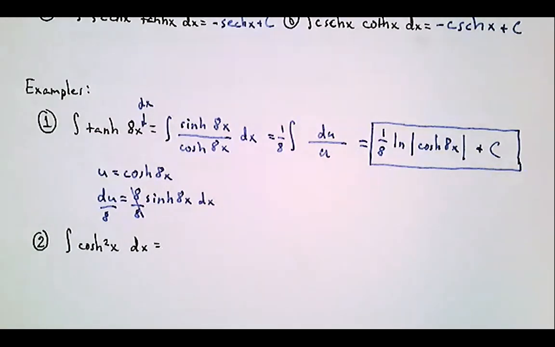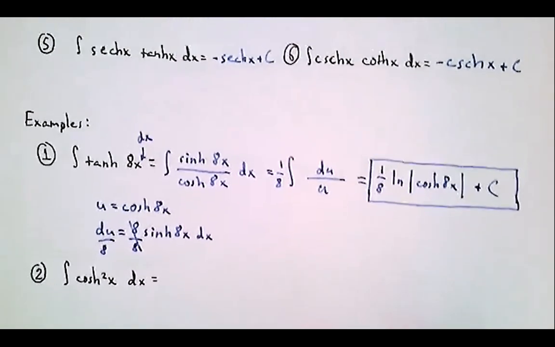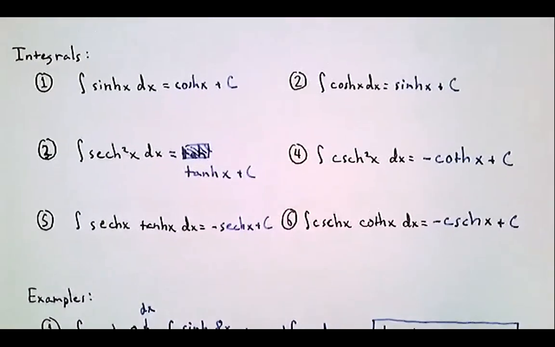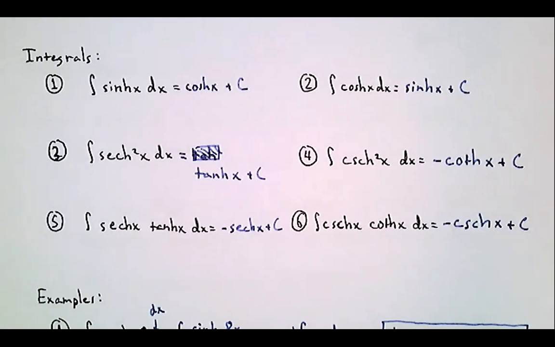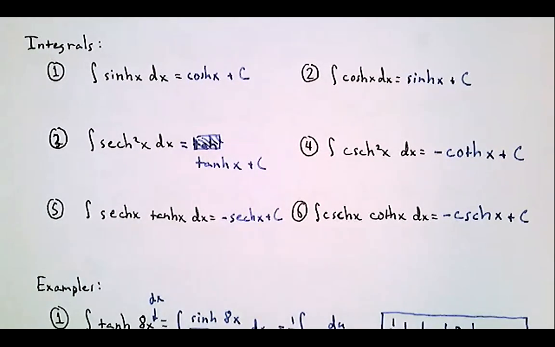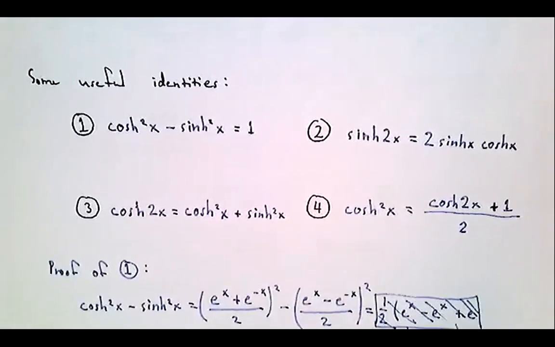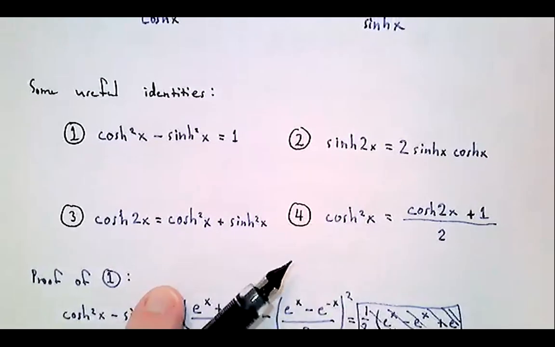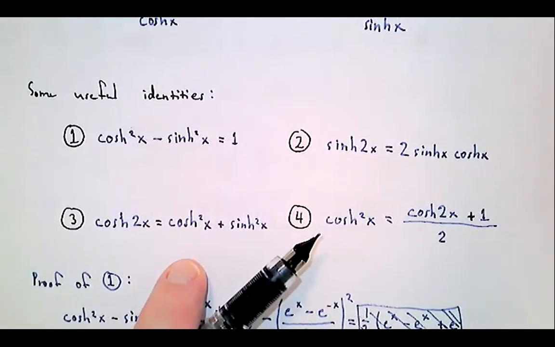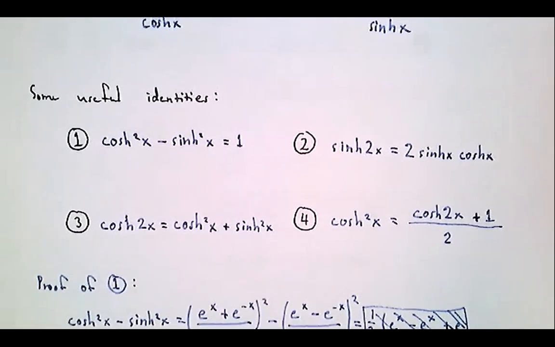Okay, so here's another integral, number 2. We have a cosh squared of x. And again, you'll want to look back up to your basic integral rules for hyperbolic functions, and you'll see that cosh squared is not up here. So we're going to have to do something else that's maybe a little bit creative. And if you think back to the identities that I told you about that might come in handy, you'll see that number 4 has cosh squared on the left side. And this is what we're going to use in order to actually complete this integral.